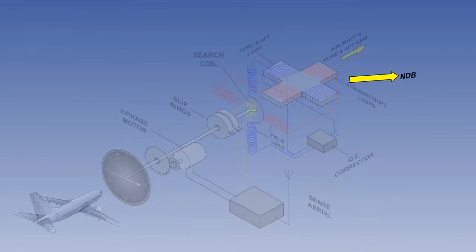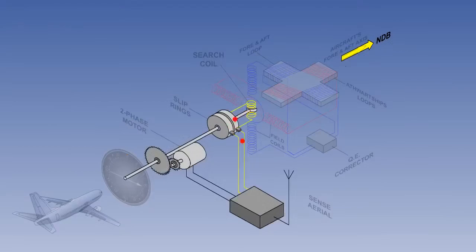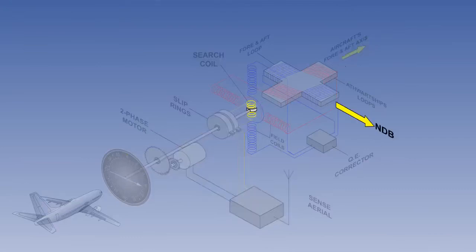If the search coil is not exactly in the null position, because the aircraft is changing its angle to the NDB, a voltage will be generated in the search coil, which is applied to a motor, which rotates the search coil until it is in the null position. The shaft, which at one end turns the search coil, at the other end turns the needle on the ADF display in the cockpit.